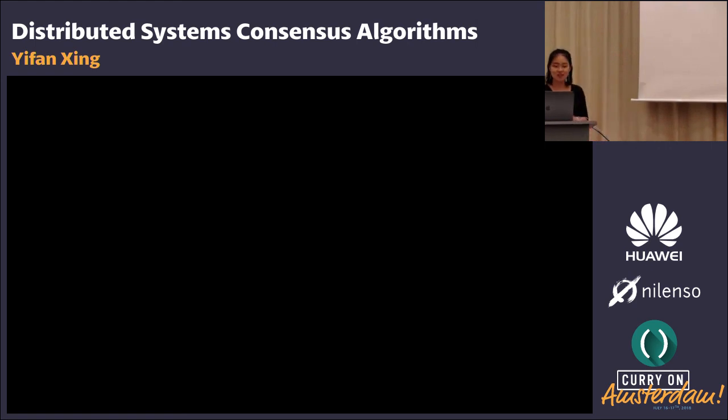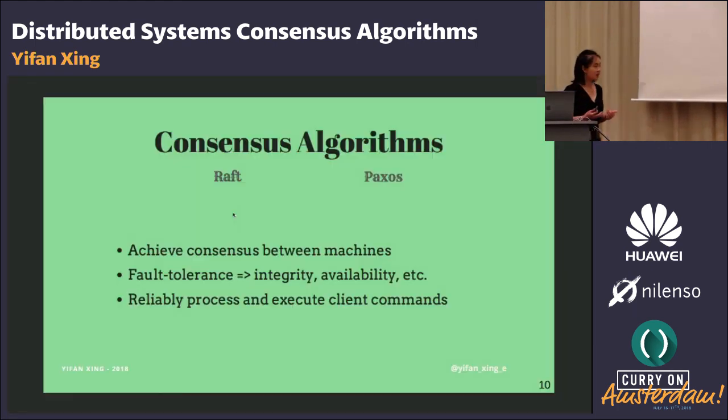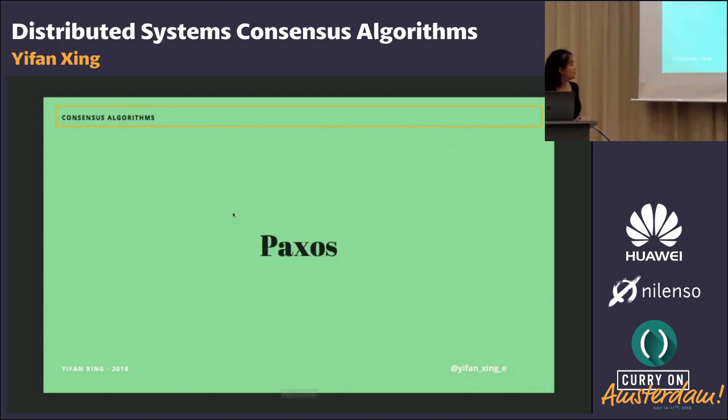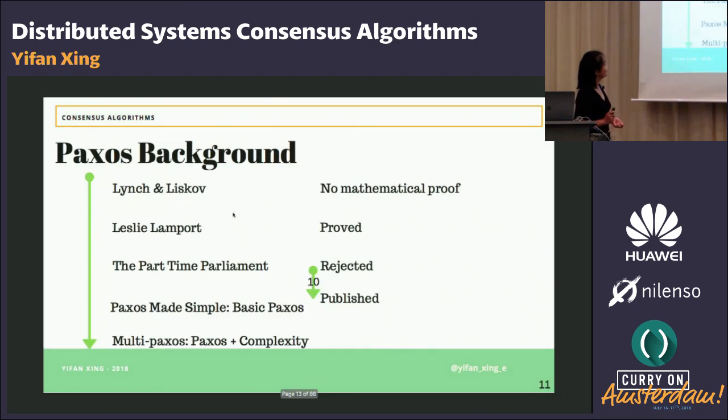And consensus algorithms help machines to achieve consensus between each other. It helps our machines to be fault tolerant. It helps our machines to keep their integrity and availability, help us to process requests, process and execute client commands. So let's first take a look at Paxos.